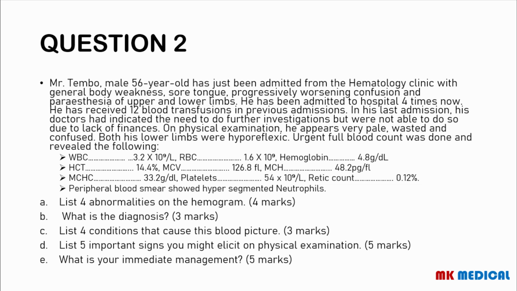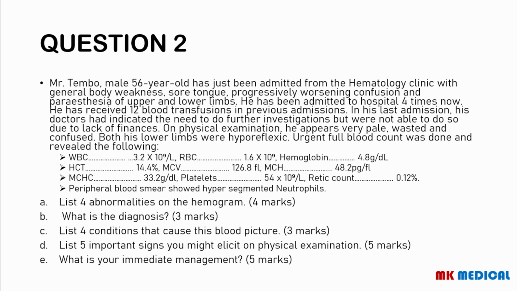So as we can already see, the white blood cells is marginally low because the normal count is 4,000 to about 11,000. RBCs are low, hemoglobin is low, hematocrit is low, MCV is high, MCH is high, platelets are low, and of course it's abnormal to see the hypersegmented neutrophils on the peripheral smear, but that's not part of the hemogram. So what is your diagnosis?